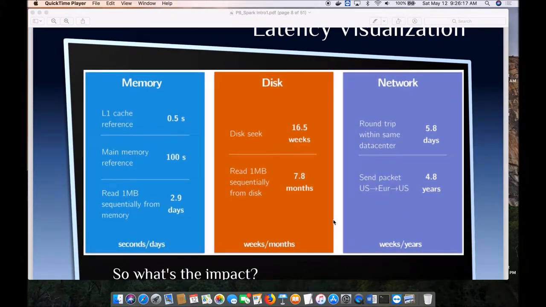So if you are visualizing, right, memory related cache, okay, read 1 MB sequentially from memory, it is 2.9 days. Look at the word sequentially, okay. If you want to read 1 megabyte sequentially from disk, it is 7.8 months. And if you are going through the network, it is 4.8 years between US, Europe and back. These are the calculations that they have created on sample data. And you can see the difference that is happening.